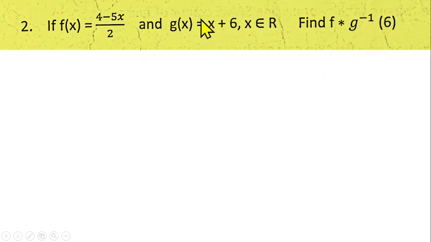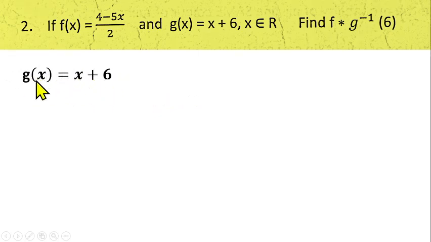So when we know the inverse of g of x, then you can now find the g inverse of 6. Then you can now put that into f of x. So the first thing to do is to find the inverse of this g of x. So g of x equals x plus 6.